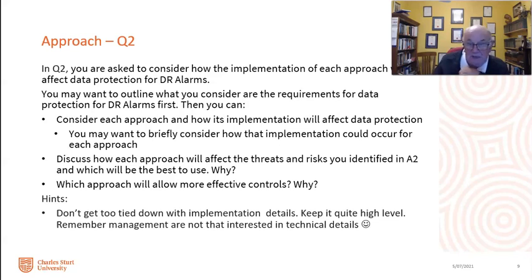You need to discuss how each approach will affect the threats and the risks you identified in assignment 2, and which will be the best to use and why. So what you'll find here is both assignment 2 and 3 will really come to the party here, because it'll give you a lot of stuff that you can use. Also remember, if you're quoting from your assignments, don't forget to reference them, because they are things that you have now published, so you need to be able to reference it so we can refer back to it. And then of course, which approach will allow the more effective controls and why.